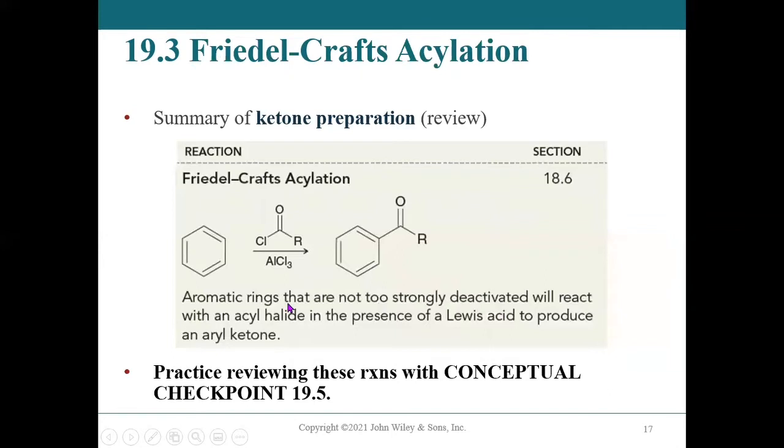We also learned the Friedel-Crafts acylation. We can use an aromatic compound, for example benzene, an aromatic ring that is not too strongly deactivated, which will react with an acyl halide in the presence of Lewis acid to produce an aryl ketone. So this will be the reagent and it produces this aryl ketone.